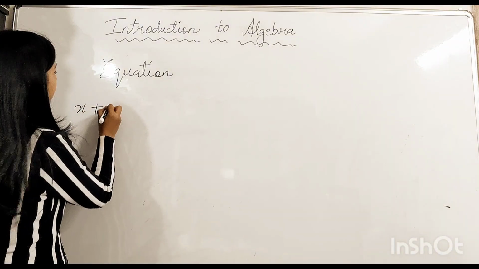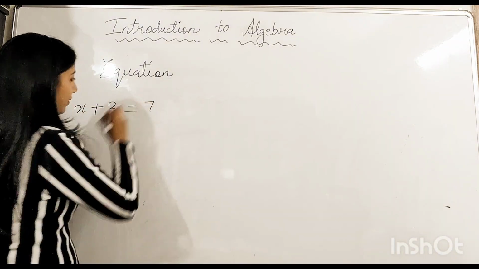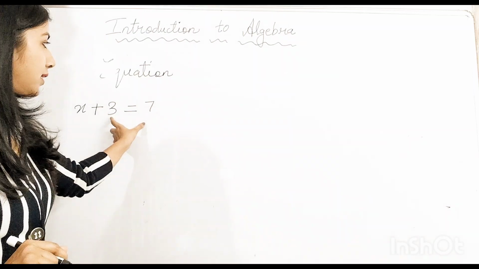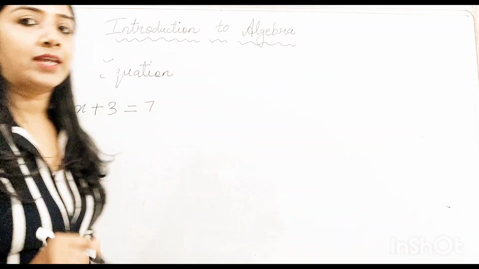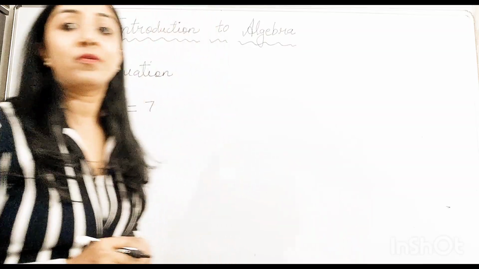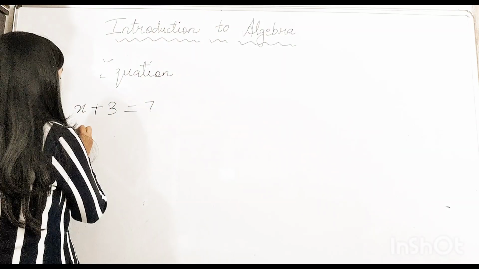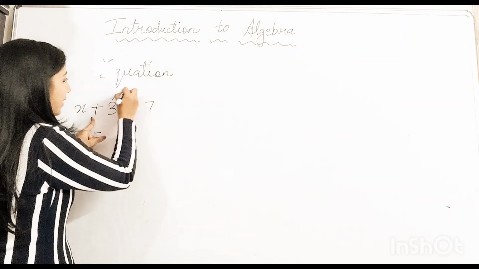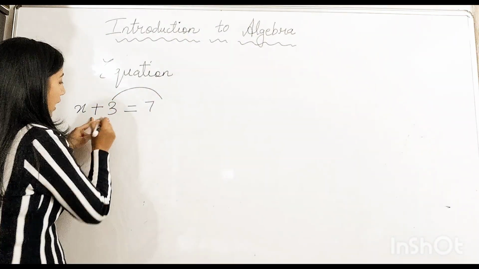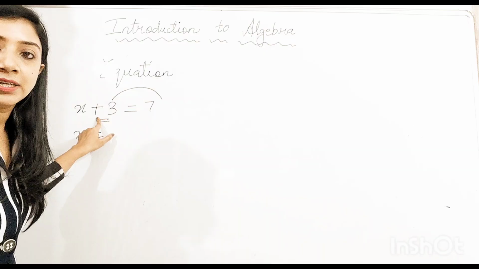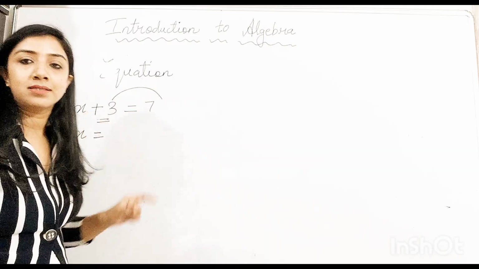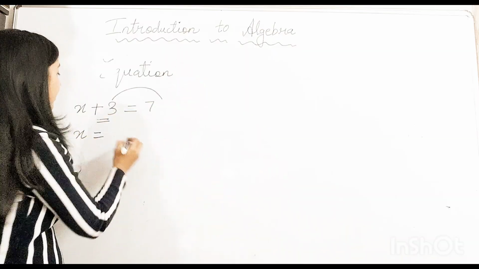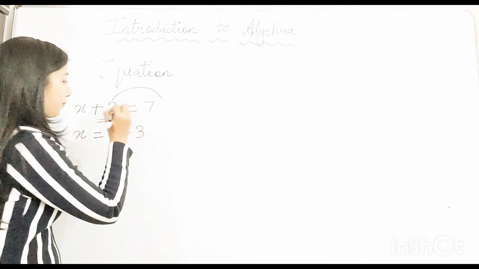Suppose x plus 3 is equals to 7. This is the first example. x plus 3 is equals to 7. Now we need to find the value of x. How do we find the value of x? Here, when we find the value of x, this 3 will go to that side. This 3 is positive 3, right? The plus sign is there, that means it's a positive 3. When we shift this 3 to the right hand side, this will become negative 3.